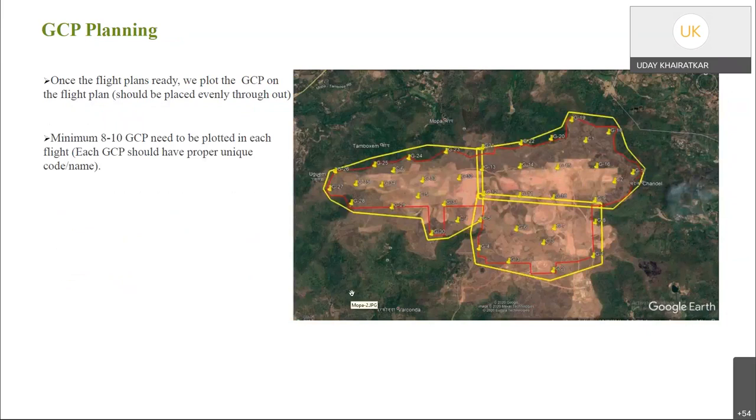The ground control points are actually planned. Once the flight plans are ready, we plot the GCPs, or ground control points, on the flight plan. They should be placed evenly throughout. So the ground control points also should be evenly placed. A minimum of 8 to 10 ground control points need to be plotted in each flight.